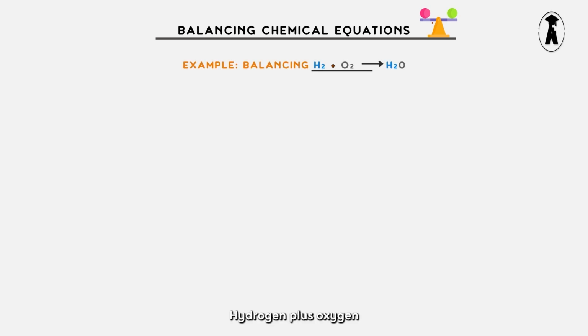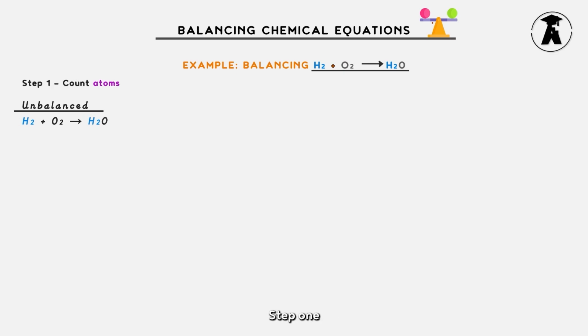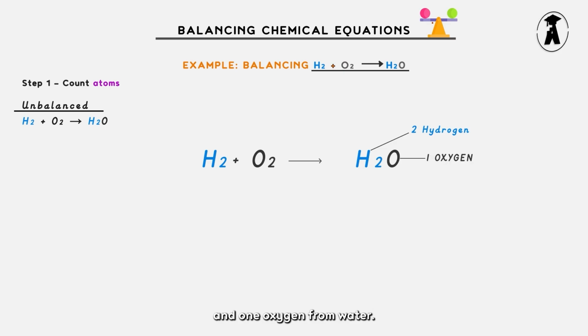Hydrogen plus oxygen to make water. Step 1. Let's count the atoms on both sides. On the left side, we have 2 hydrogen and 2 oxygen. And on the right side, we have 2 hydrogen and 1 oxygen from water. But the problem is the oxygen doesn't match. We have 2 on the left and 1 on the right. So let's move on to step 2.